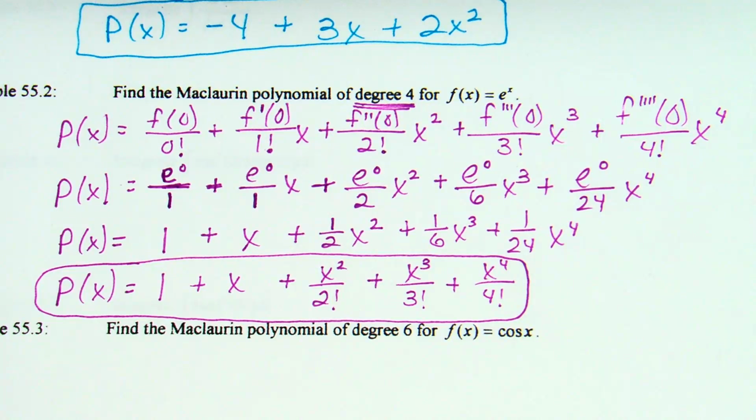Okay, example 3. Find the Maclaurin polynomial of degree 6 where f of x equals cosine x. Do you guys still want me to write out that first line the same? I haven't in the past, but I can, or at least I did last year for whatever reason. You're going up to degree 6, right? Which means I'm going to have to know how many derivatives. 6 derivatives.